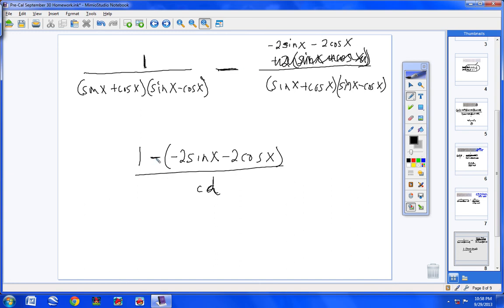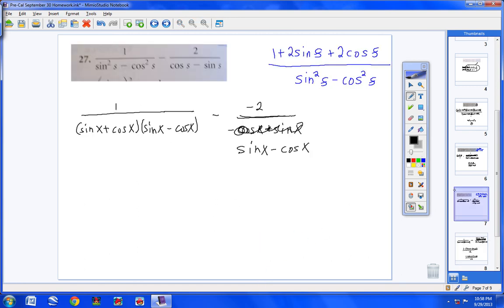Well, this negative sign then outside of the parentheses would change all of your signs on the inside. So it's going to be 1 plus 2 sine x, and then negative times a negative plus 2 cosine x, all over your common denominator. Now let's see how close we are to getting this final answer.